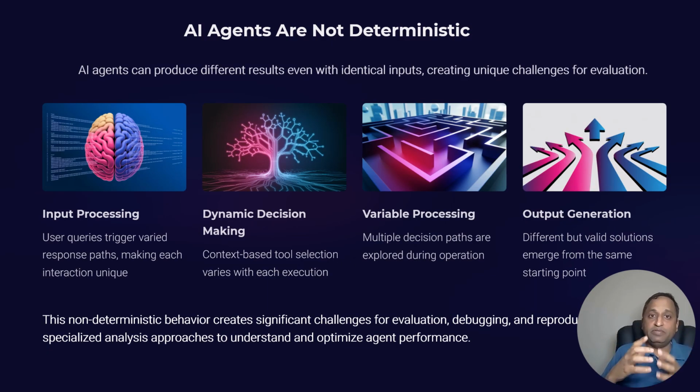As we discussed in the previous slides, AI agents are not deterministic systems. Depending upon the input, the processing will change. Depending upon the input, there will be dynamic decision making about what path to take. Then there is variability in the processing, and even the output generation will change depending upon the user prompt.